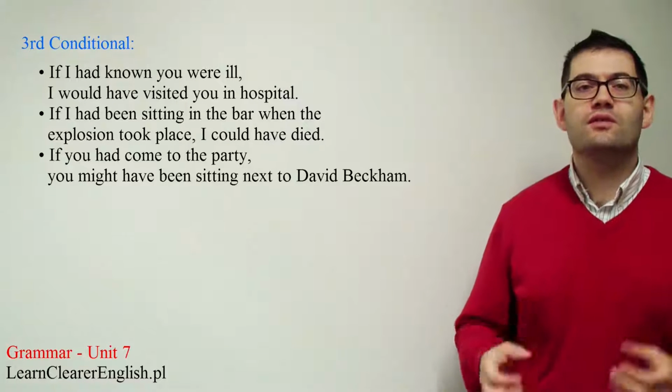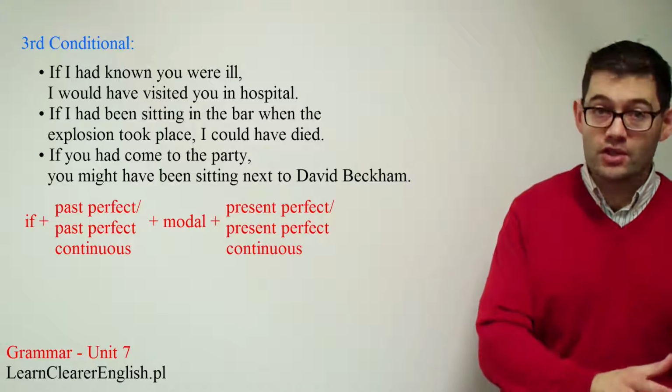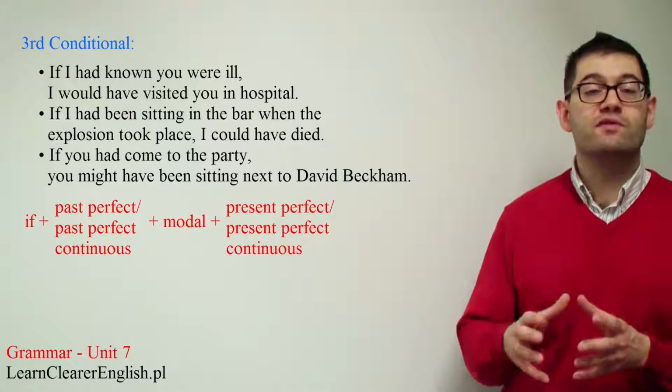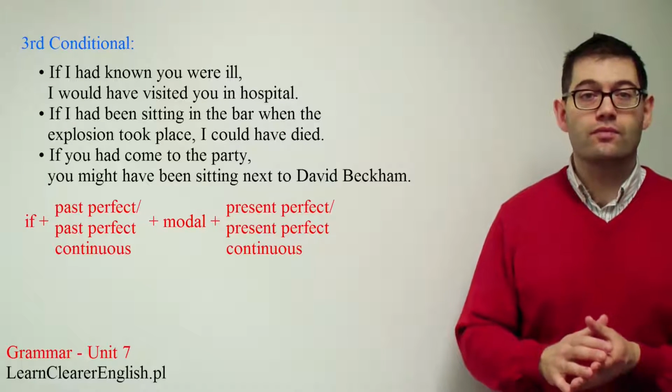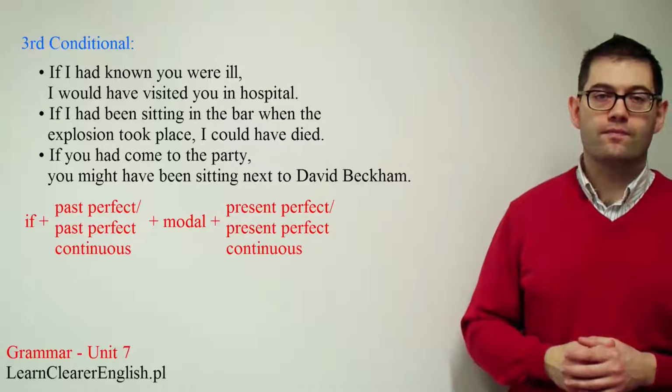The third conditional is formed by using a past perfect or past perfect continuous form in the conditional clause and a modal plus present perfect or present perfect continuous form in the main clause. We can see all of these variations in the example sentences.